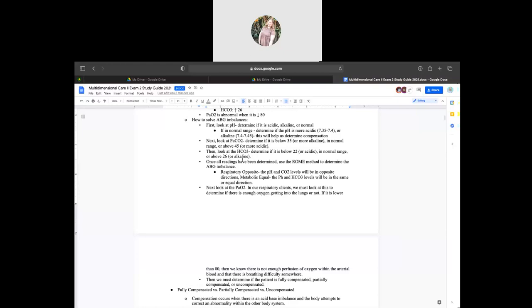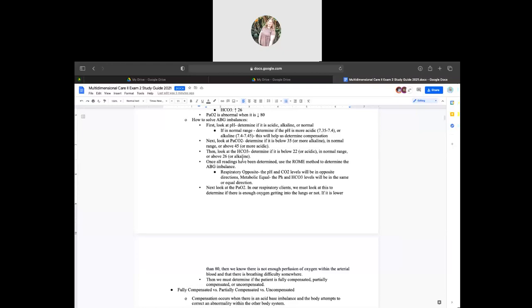After you're done determining your ABG imbalance, whether it's respiratory acidosis, respiratory alkalosis, metabolic acidosis, or metabolic alkalosis, you're going to look at your PaO2. Your PaO2 is going to be helpful in determining what's going on with compensation. PaO2 is the amount of oxygen that's in your arterial blood. It's going to be very prominent in our respiratory clients because our patients may be getting too little PaO2 or too much PaO2. We need to determine if there's enough oxygen getting into the lungs or not.